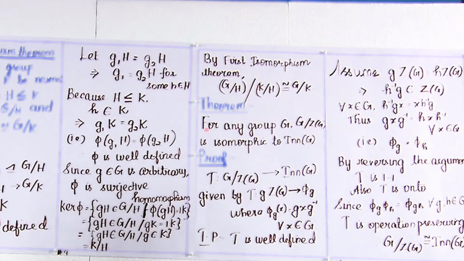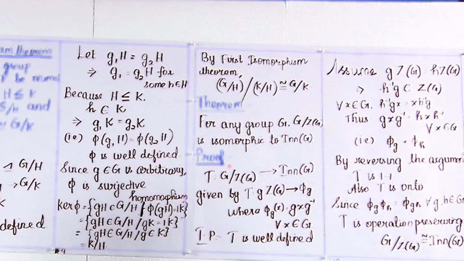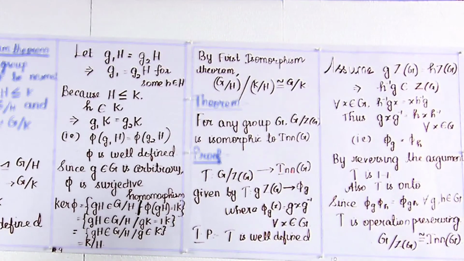Now, let us go to the next theorem. For any group G, G/Z(G) is isomorphic to Inn(G). Inn(G) represents the inner automorphism group of G. Now, the proof goes like this. Let T be a function from G/Z(G) to the inner automorphism group of G, given by T from gZ(G) to phi_g, being an automorphism here. Now, phi_g of x is written as gxg^-1 for all x belonging to G.